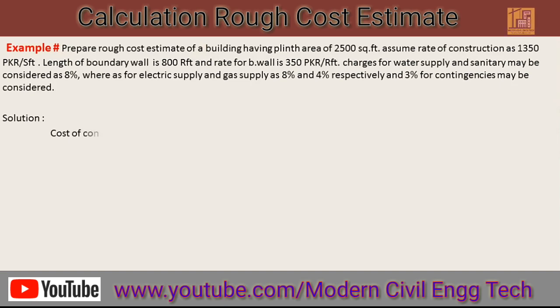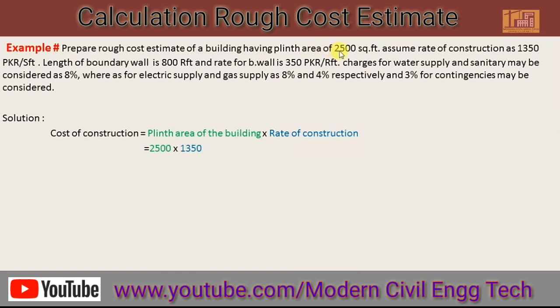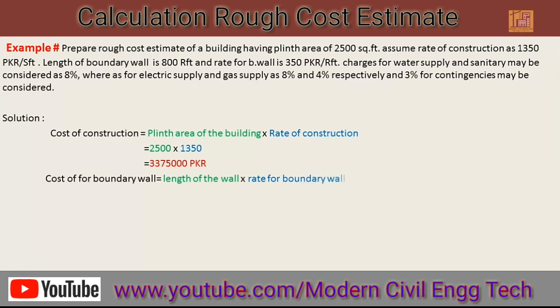Solution. Cost of construction is equal to the plinth area of the building multiplied by the rate of construction. So we can calculate the cost of construction. Plinth area of the building means 2500 square feet will be multiplied by the rate of construction 1350. So the answer will be 33,75,000 Pakistani rupees.